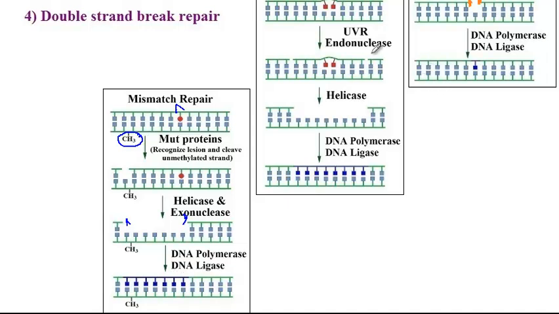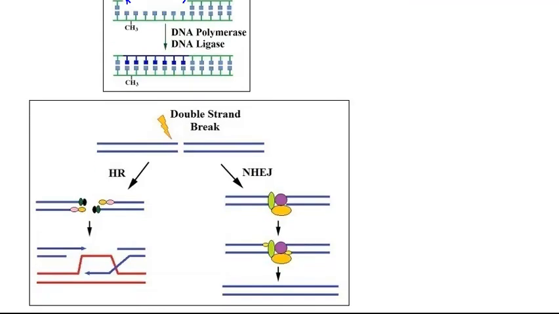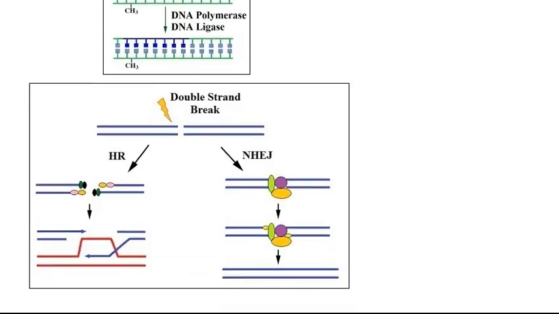All right, and then the last mechanism of DNA repair is repair of double-stranded breaks. So let's say that from radiation we have a double-strand break. Now how are we going to repair that break right there? So there are two different mechanisms through which double-stranded breaks can be repaired. One is called homologous recombination, and the other one is called non-homologous end joining.